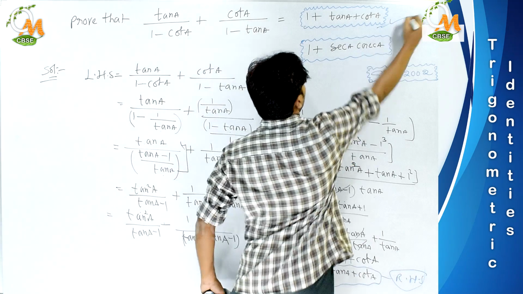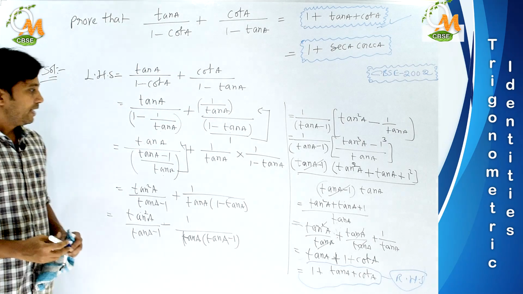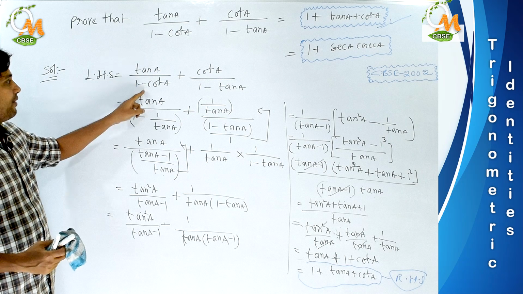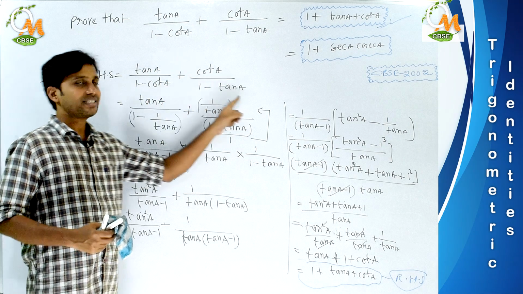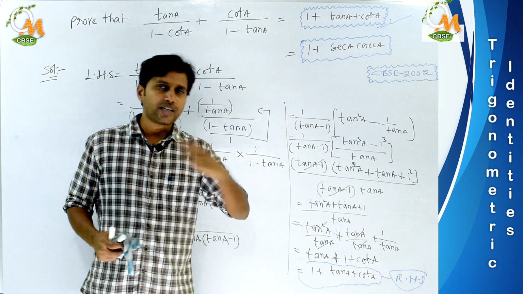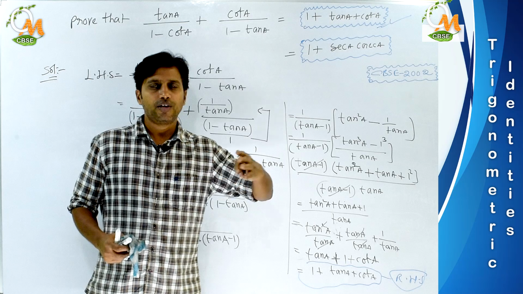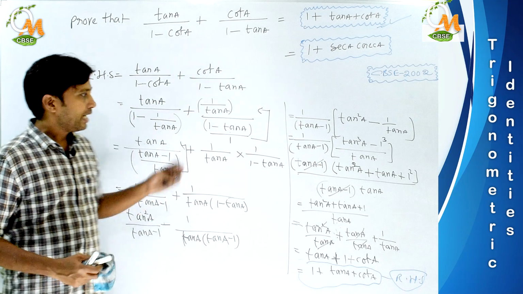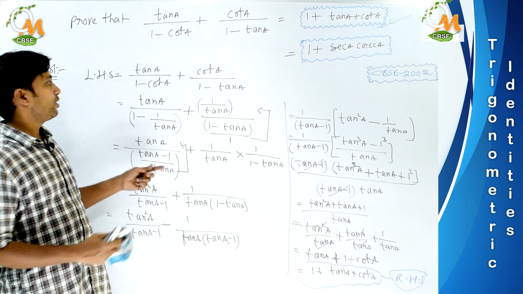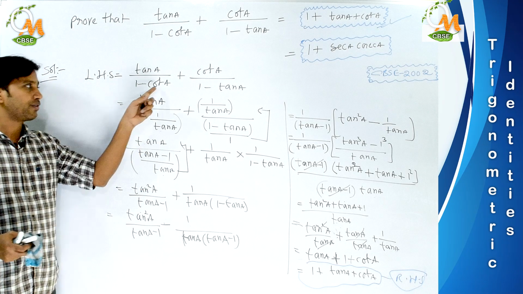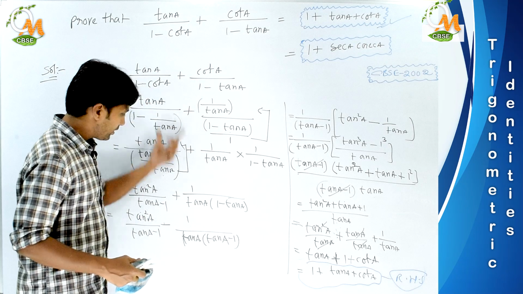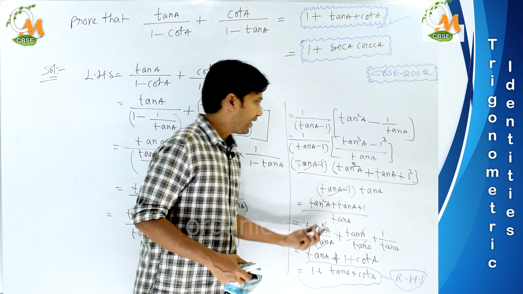Okay, did you observe what I did or not? Yes, here, tan A by 1 minus cot A plus cot A by 1 minus tan A, in order to convert all the terms into a uniform pattern, I converted all the terms into tan thetas or tan A's. So in order to do that, I just substituted here cot A with 1 by tan A, here also cot A with 1 by tan A. Then after doing further simplification, I obtained finally what?